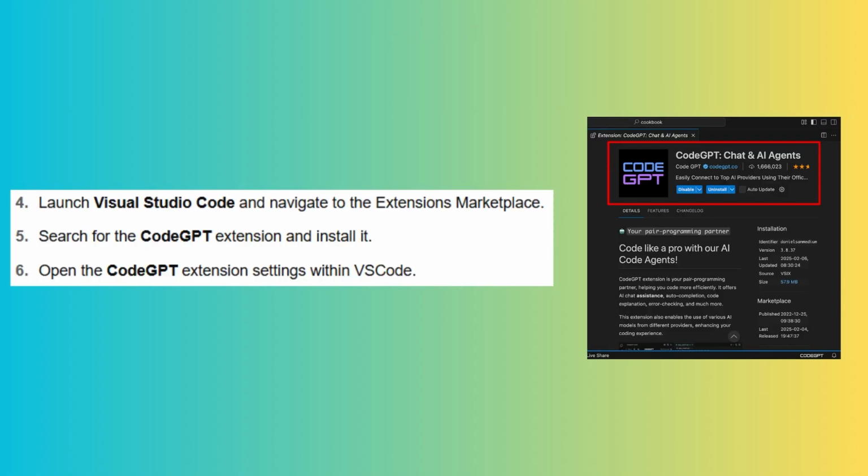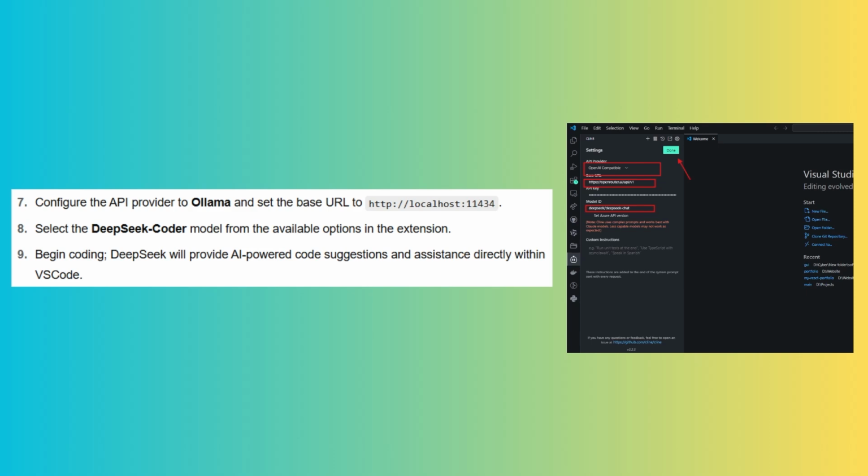Launch Visual Studio Code and navigate to the extensions Marketplace. Now, search for the CodeGPT extension and install it. Open the CodeGPT extension settings within VSCode. Configure the API provider to Ollama and set the URL to http://localhost:11434. Then, select the DeepSeek Coder model from the available options in the extension. Begin coding. DeepSeek will provide AI-powered code suggestions and assistance directly within VSCode.